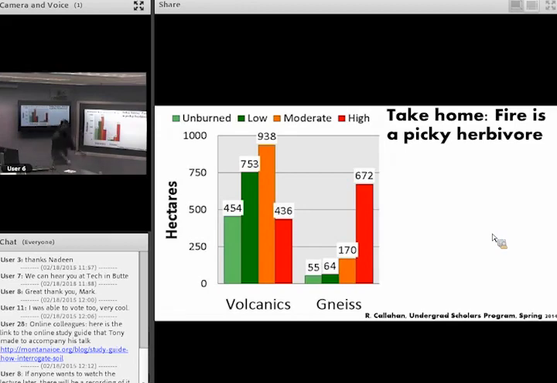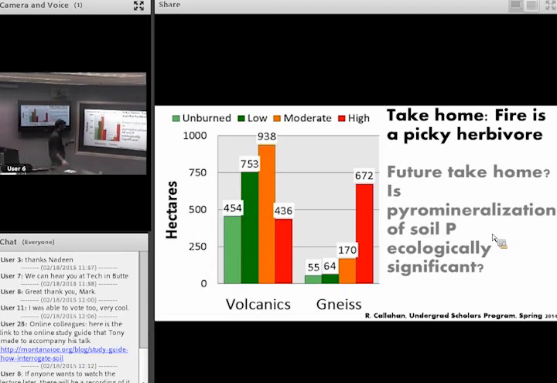Here's the other thing, though, because I know a lot of you are ecologists. I'm hoping that a future take-home, and we'll see if Russell gets to this in a class project he's working on right now, is pyromineralization. You might not have heard that term, but remember, mineralization is just like Edward Scissorhands clipping a form of phosphorus that a plant cannot slurp and turning it into a slurpable form, right? So pyromineralization doesn't require a microbe or an enzyme. It's just thermal, right? So pyromineralization of soil phosphorus. And we're wondering whether that's ecologically significant. I'll leave it up to you to decide whether that phosphorus came from the ash or the rock.